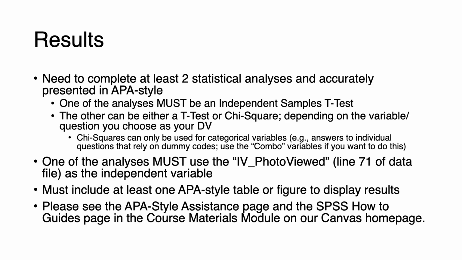As I mentioned before, one of your t-tests has to use the IV photo viewed variable. So again, this is basically the survey viewed variable. It tells us whether somebody was in the experimental group or control group. This is line 71 in the data file. And you must include at least one APA formatted table or figure to display your results. I provided a link to Purdue OWL that talks in depth about how APA tables and figures are formatted. I also provide the APA assistance page and the SPSS how-to guides in the course material modules on our Canvas homepage that should help with this step.